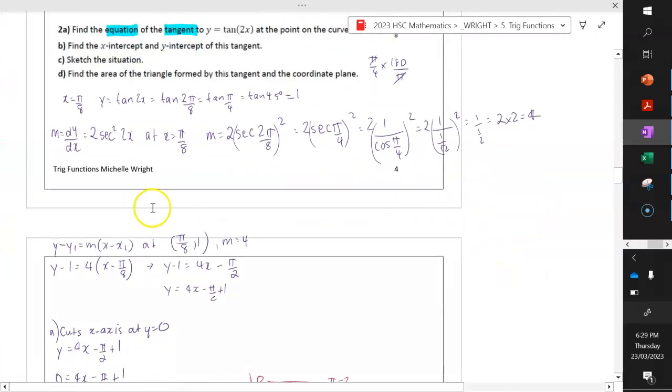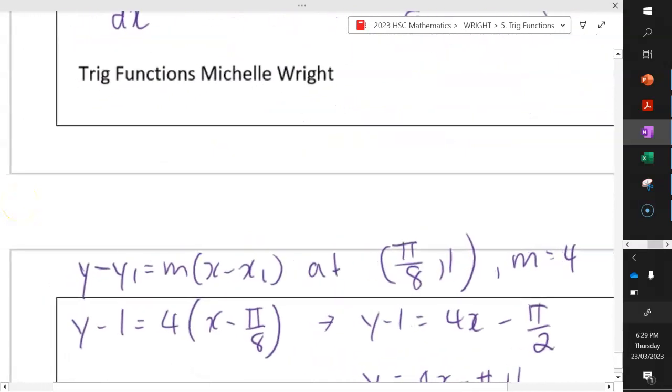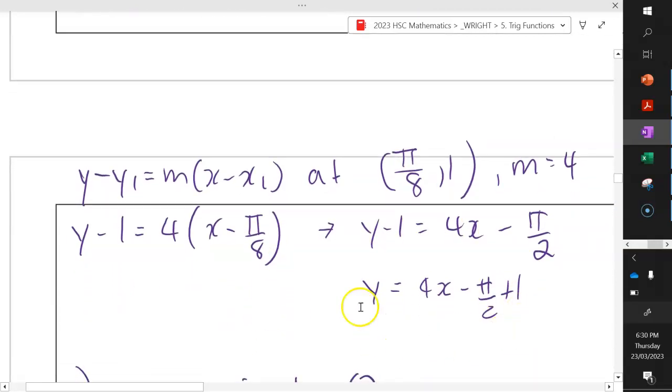Jumping over to my next page, into our gradient point formula: y minus y1 equals m times x minus x1. There's the information that we've found already. Given the pi over 8, we've found the 1 and the 4. I've popped those straight in there. y minus 1 is 4 times x minus pi over 8. I've opened my brackets like this, and then I've decided to add 1 to both sides, and that's the equation that I've ended up with. And that was the first thing we needed to find.